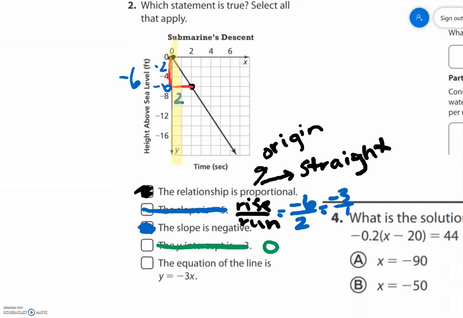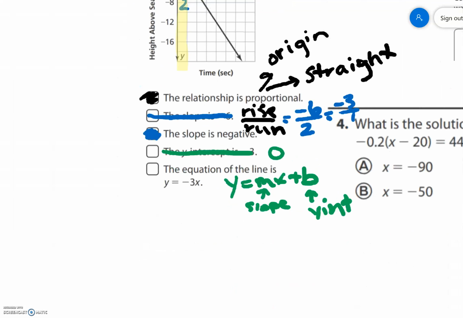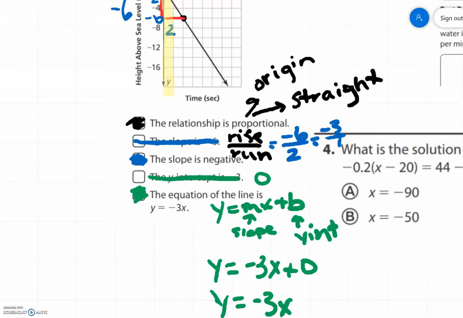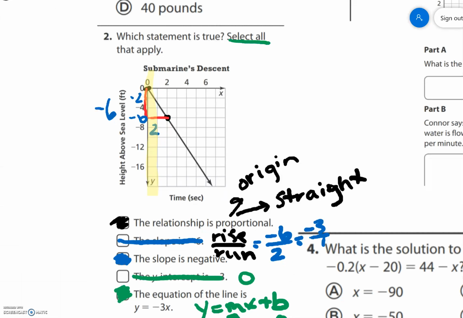The equation of the line is y equals -3x. What does y equal? mx plus b. Remember that m is the slope and b is the y-intercept. And we found our slope is -3, so -3x, plus our y-intercept was 0. So yeah, our equation is just y equals -3x. Cool. Helpful hint for when you're taking your test: when it says select all that apply, there's going to be more than one answer.